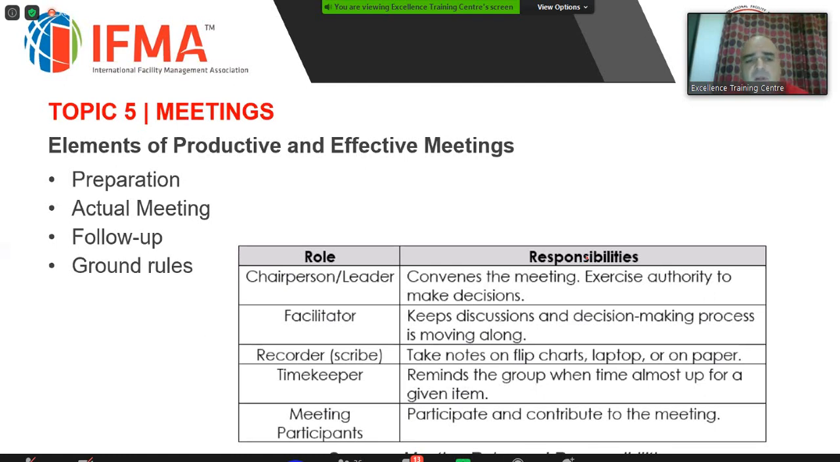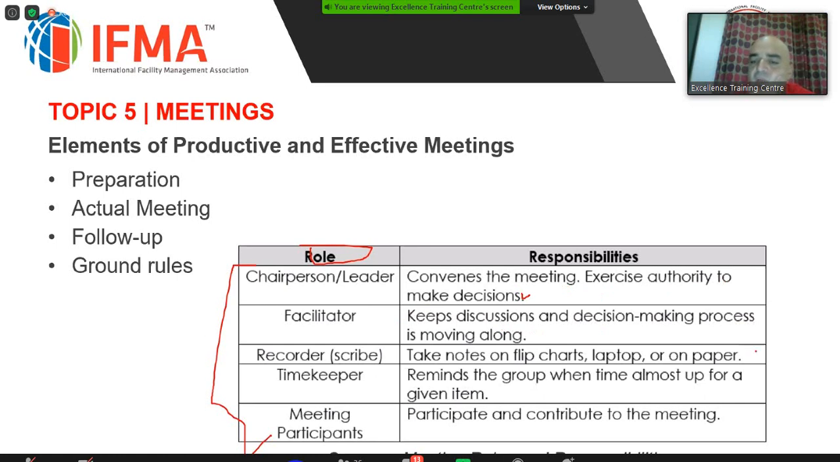And here, for example, the rules for an effective meeting include having different roles. These roles can be taken by one person or more than one person. So there should be a chairperson or a leader, who convenes the meeting and exercises the authority to make decisions. A facilitator keeps discussion and decision-making processes moving along.